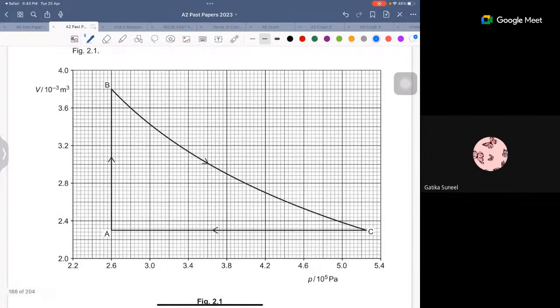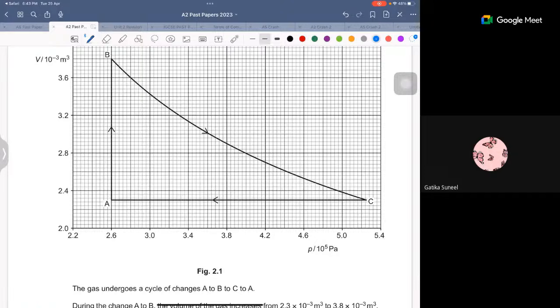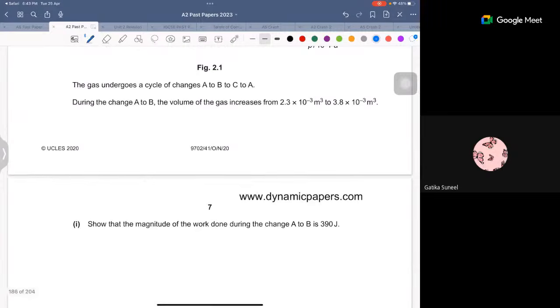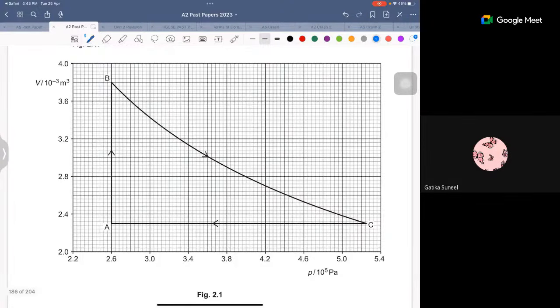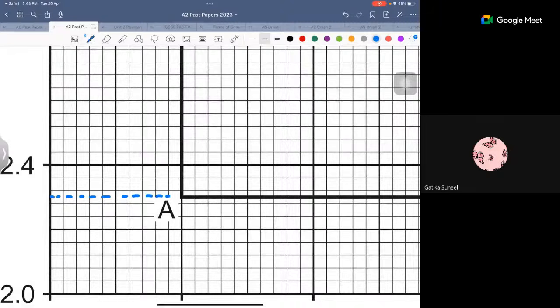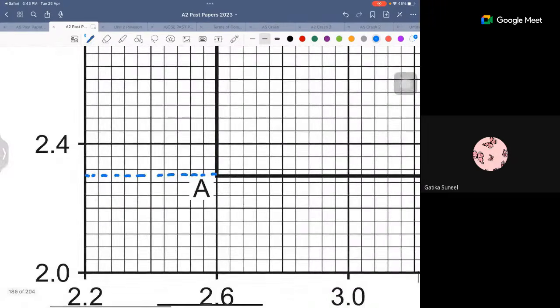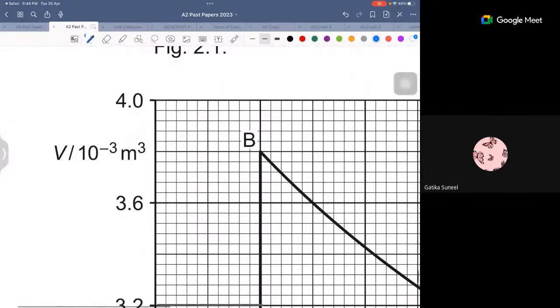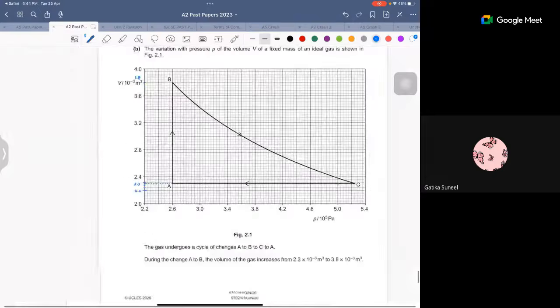Anyway, going to this question. Whenever there's an enclosed shape like this, you should automatically understand it's related to the internal energy becoming zero when you reach the same point. So keeping that in mind, let's go and check. It says show that the magnitude of work done during change AB is 390 joules. At A, somewhere in the middle, the value should be 2.3 exactly. And the other value that I see is 3.8, right? Am I right?